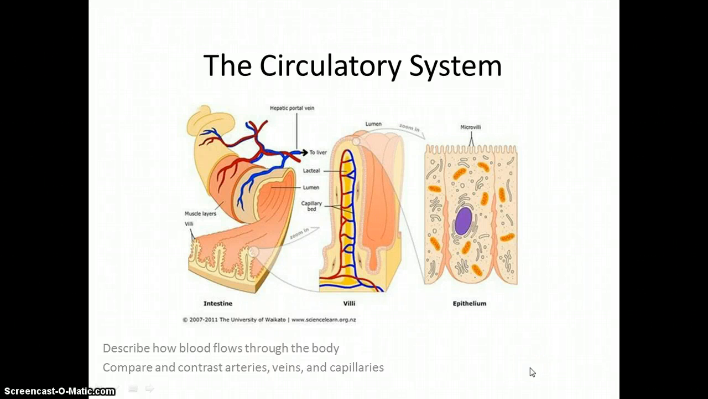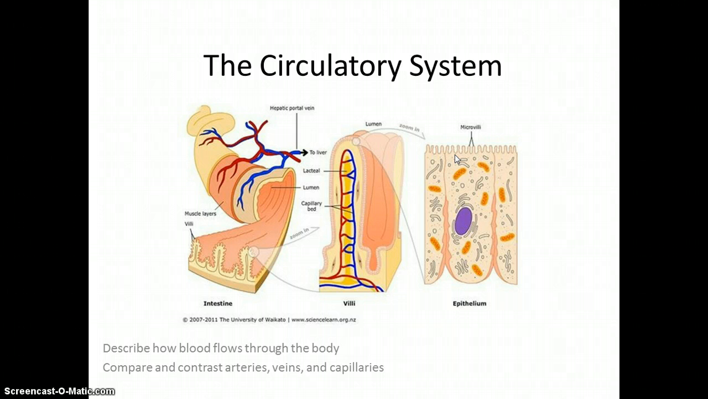The small intestines are covered in finger-like projections called villi, and those have even tinier finger-like projections on top of them called microvilli. Inside of the villi are tiny blood vessels called capillaries. The nutrients absorbed in the small intestine move across the single layer of cells on the microvilli into the capillaries by the process of either diffusion or facilitated diffusion, depending on which nutrient is being absorbed.